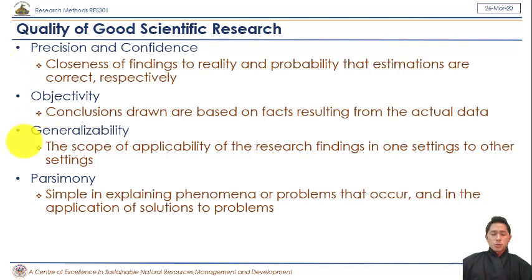And lastly, good research should have the character of parsimony, meaning your research should be very simple and clear in order to explain the phenomenon and problem very clearly, so that readers will understand what you're trying to explain. So these are the basic characteristics of good scientific research.